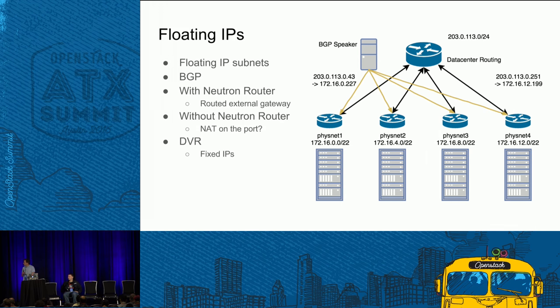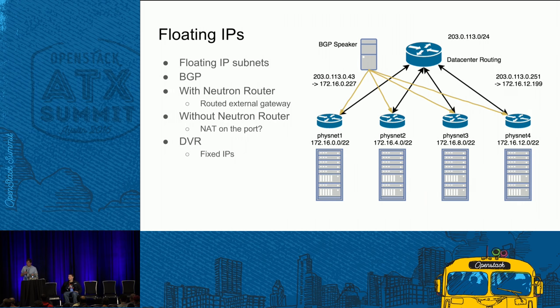I'll go really quick through some stuff. This is kind of a stretch goal for Newton. Can we have floating IPs on these routed networks? Floating IPs are IPs that aren't confined to the segment, but could be used anywhere within the network. And the answer is yes, we can do this, hopefully in Newton. I'd be ecstatic if we could get this into Newton, and we're going to try our best.